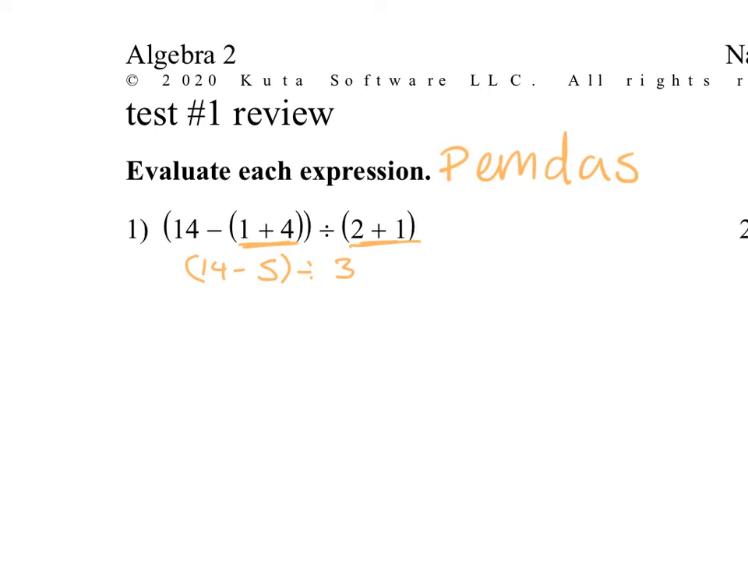Next, we need to do the parentheses again. So we have 14 minus 5 would be 9. And now we have 9 divided by 3, which is 3. Any questions?